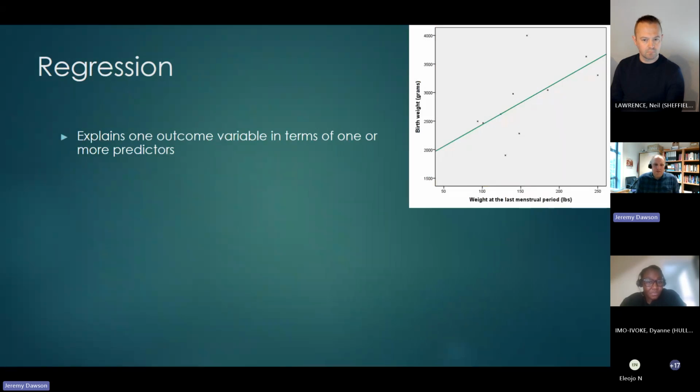So just a few words about what regression is for. Basically, it's trying to explain one outcome variable in terms of one or more predictors. If you've got one predictor, which is simple linear regression, it's as simple as plotting things and fitting a line of best fit there.